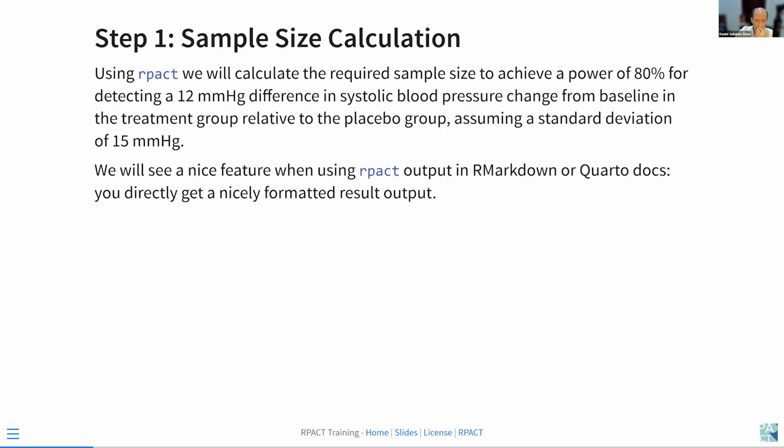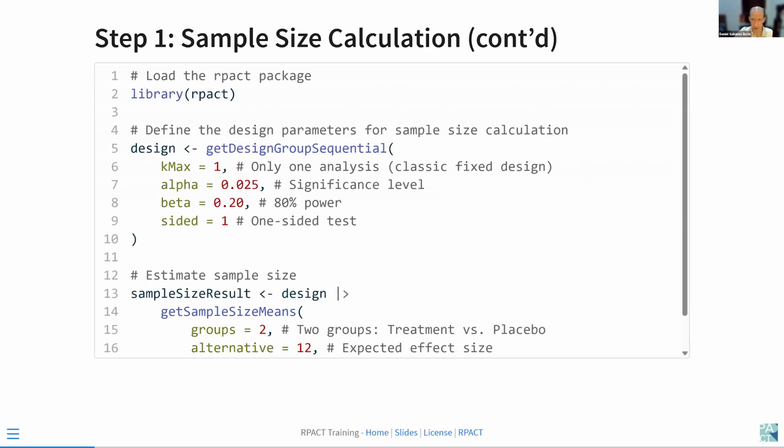So we will also see a nice feature, I think Friedrich already mentioned, that when we use the rpact outputs in our Markdown or Quarto docs, then we get very nicely formatted results output right away. And you will also see this here in the slides. So just to give you a feeling here, again, no need to rush to understand everything right away, but it's very simple and very easily readable, as Friedrich already explained.